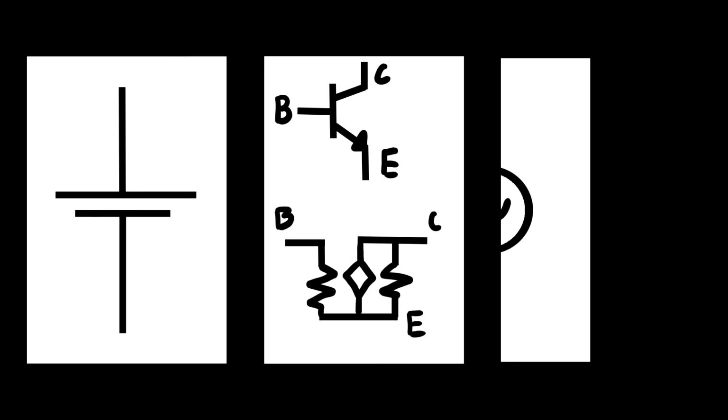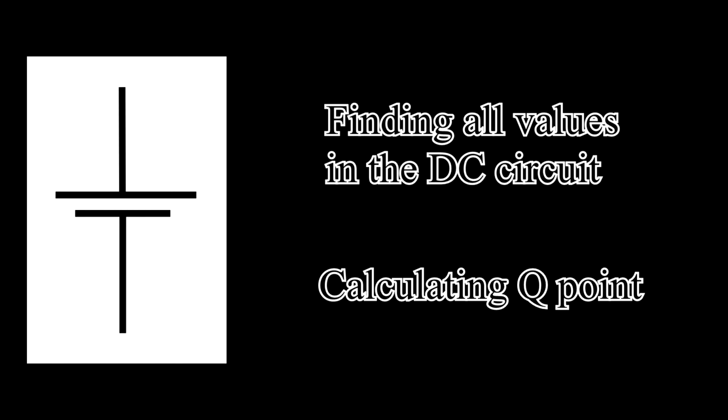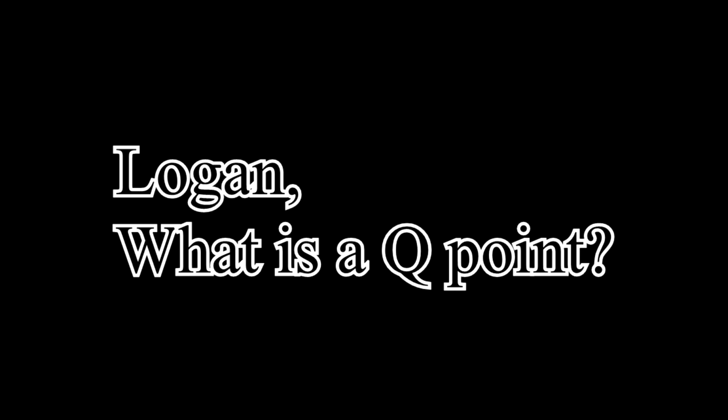There are three main sections to BJT circuit analysis: DC circuit analysis, making the AC equivalent circuit, and AC analysis. Let's start with the DC circuit analysis. DC circuit analysis is important for calculating the values of all parts of your circuit, as well as calculating the Q point. I know what you're thinking. Logan, what is a Q point?